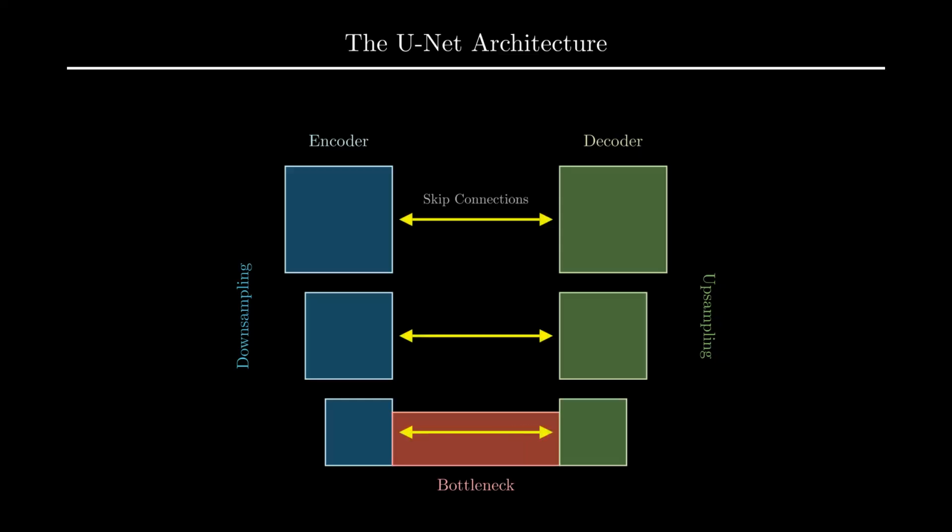Think of these as shortcuts. They copy detailed spatial information from the encoder directly to the decoder, bypassing the bottleneck. This allows the model to combine high-level context from the bottom with fine-grained details from the top. So, the data flows down to understand the context, across to preserve detail, and up to generate the prediction. With this architecture, the model can effectively look at a noisy mess and say, "I know this should be a sharp edge," and predict the noise accordingly.